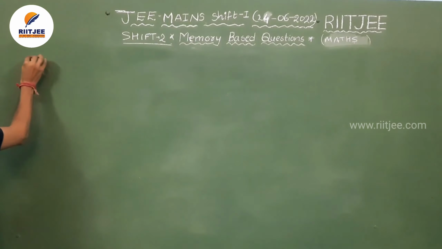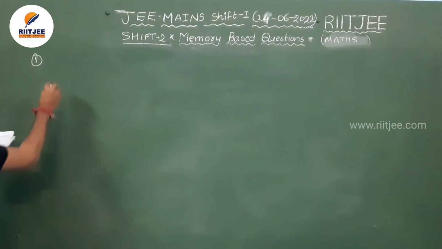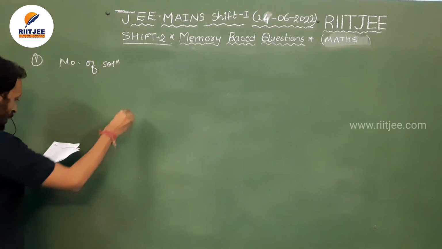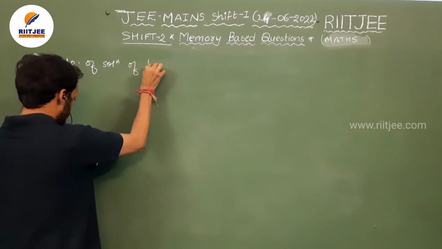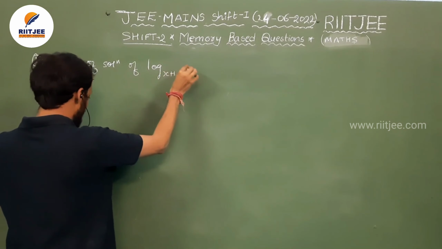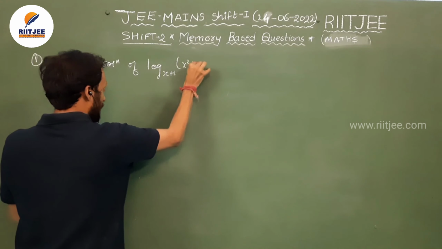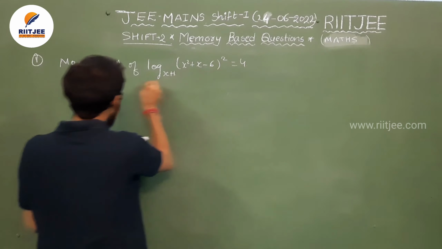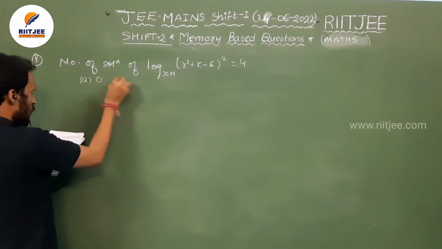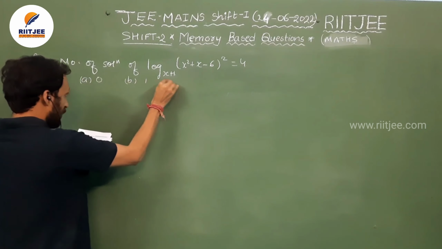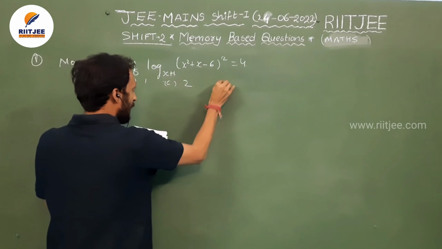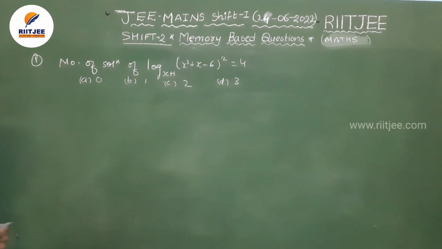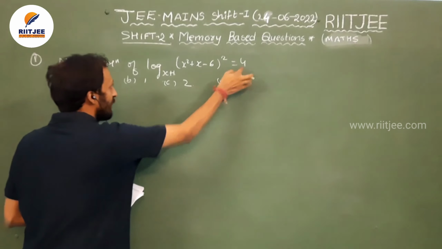Now with the first question I am going to start, that is the number of solutions of log base (x square plus x minus 6) whole square of (x plus 1) equal to 4, and the options are 0, 1, 2 and 3. So first of all, what to do is, now this equation and this is 4.